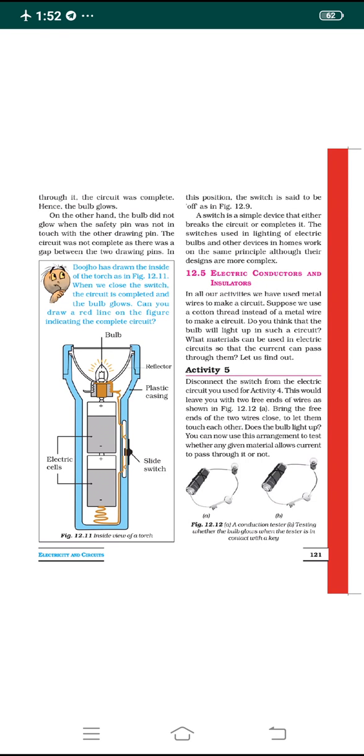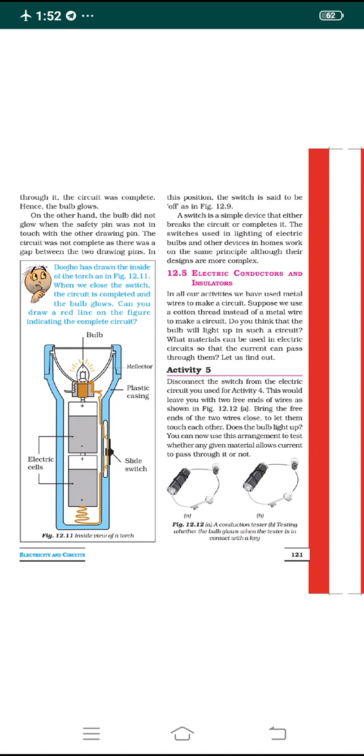Dear students, in the previous class, I was discussing electric conductors and insulators. Regarding this, we conducted Activity 5, wherein we collected objects made of different kinds of materials. We connected them to a tester to check whether the given material allows electricity to pass through it. Based on that, we have made a column here.